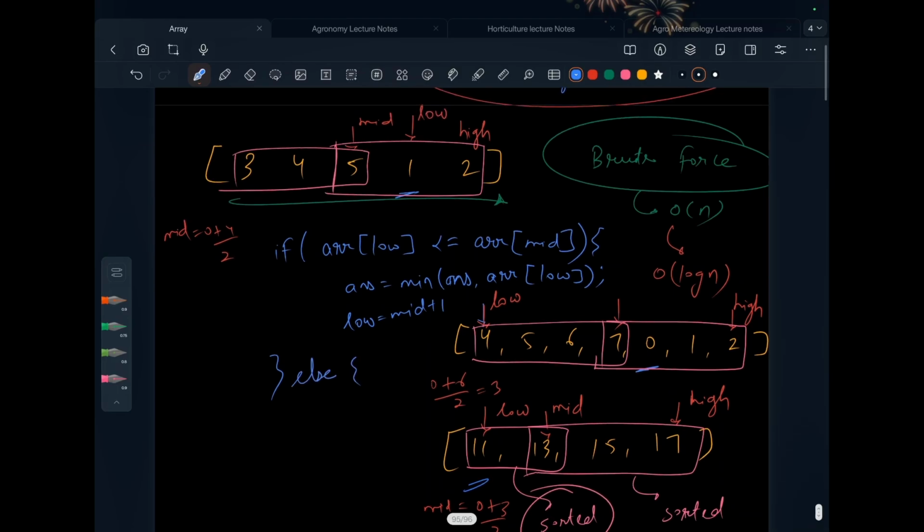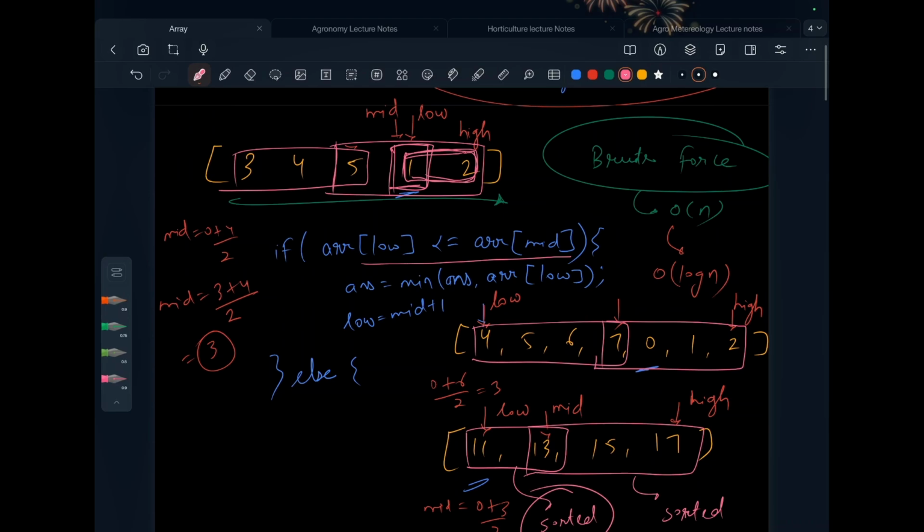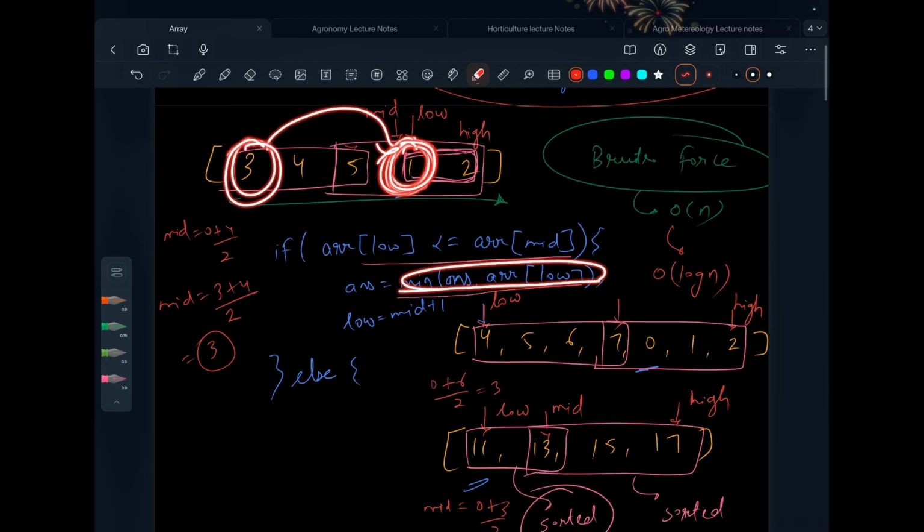Now our low is here and our mid is here. So again we will find our mid. It will be (3 plus 4) by 2, which is 3, right? So our mid will be here. Again we have this portion and this portion, low to mid and mid to high, both of them sorted. So we can find the minimum with this low, right? Our answer will be updated with this 1 instead of 3. Initially we have answer 3, then after updating it becomes 1.